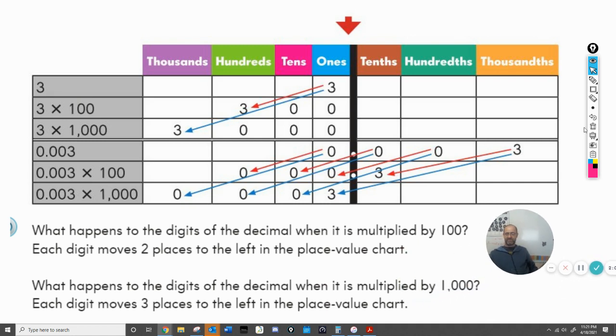Okay. Basically, same thing we did yesterday. What happens to the decimal when you multiply by 100? What happens to the decimal when you multiply by 1,000? Your digits are going 2 places to the left, decimal's going 2 to the right. Your digits are going 3 places to the left. Your decimal's going 3 places to the right.